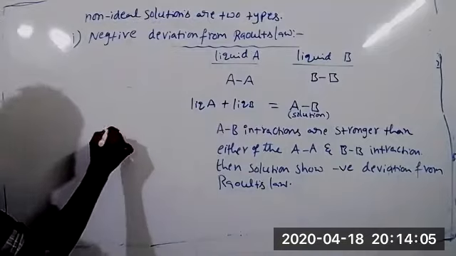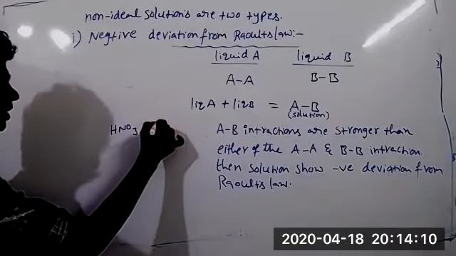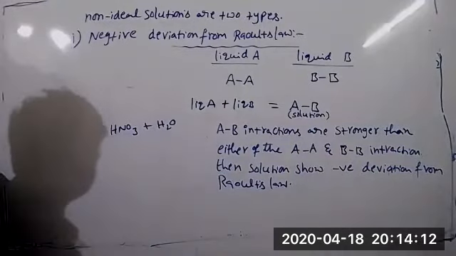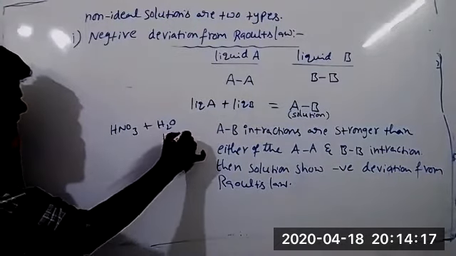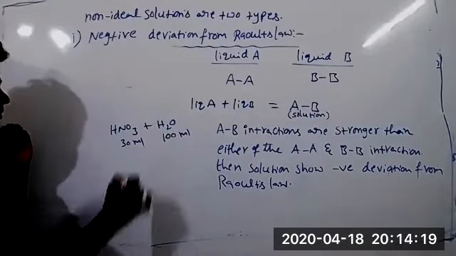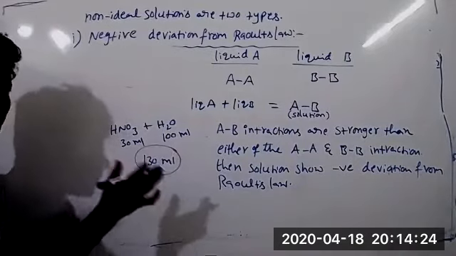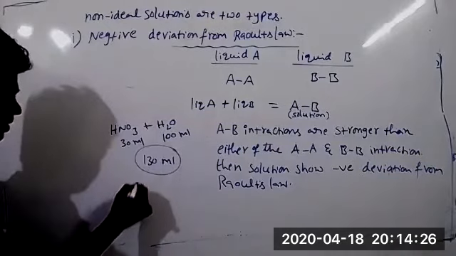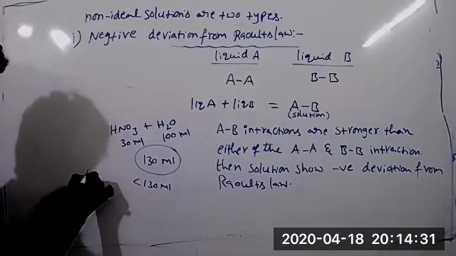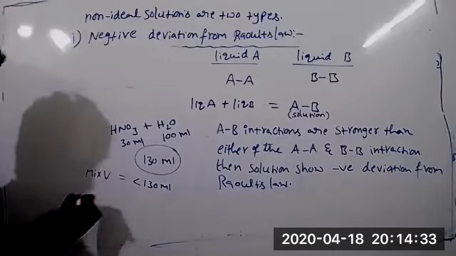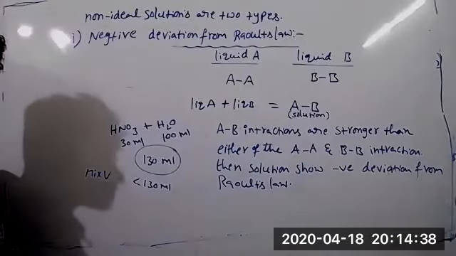Suppose HNO3 and water. I'm taking water as 100 ml and HNO3 as 30 ml. Total volume is 130 ml. But when you do the practical, it won't give 130 ml, it gives less than 130 ml. The mixture volume is less than 130 ml. So this shows negative deviation from Raoult's law.